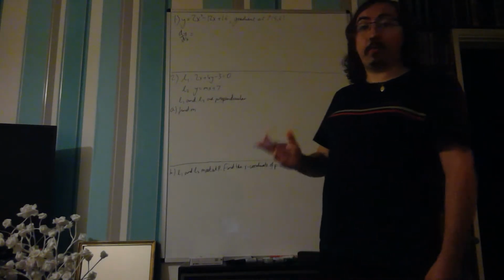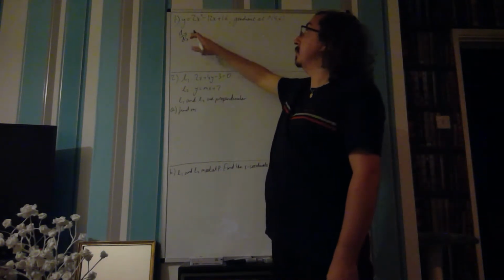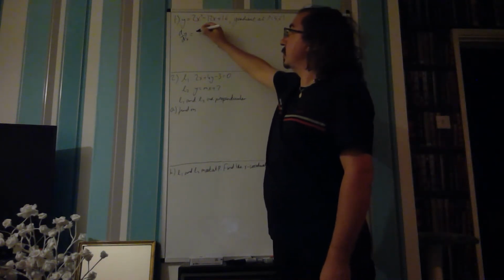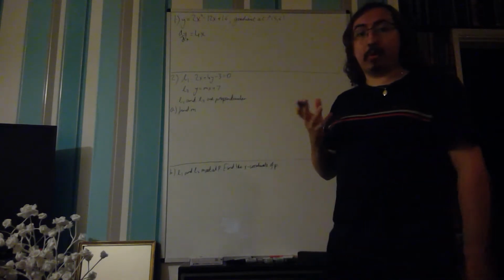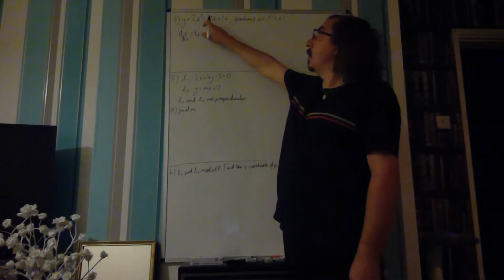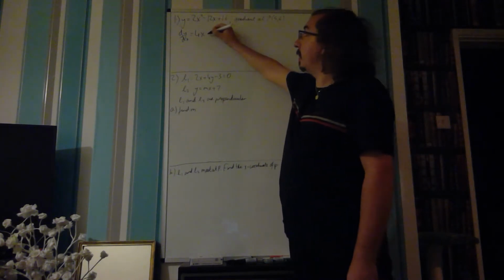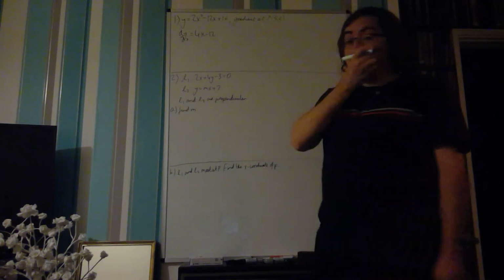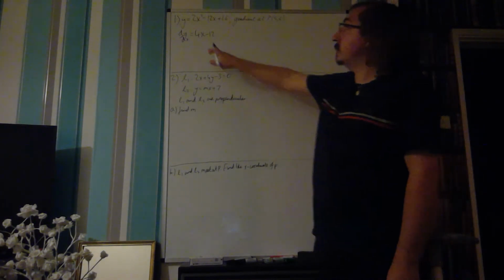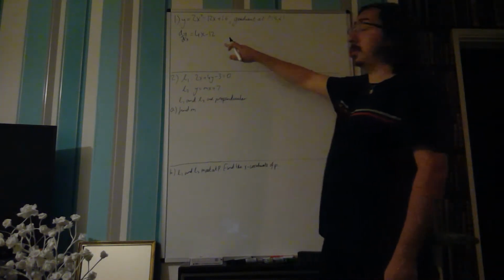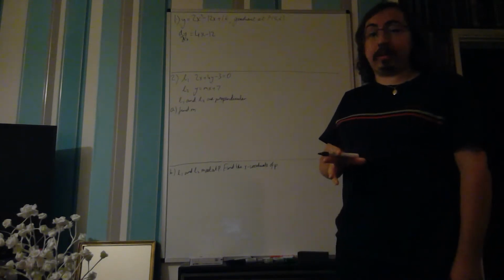We apply our general rules. We bring the power to the front as a multiplier, so 2 times 2 is 4. Drop the power by 1, so it's x to the power of 1, or just x. Minus 12x, when we differentiate that, we have minus 12. And the plus 16, when we differentiate that, goes to 0. So that's our differential, which is going to be the equation for our gradient.